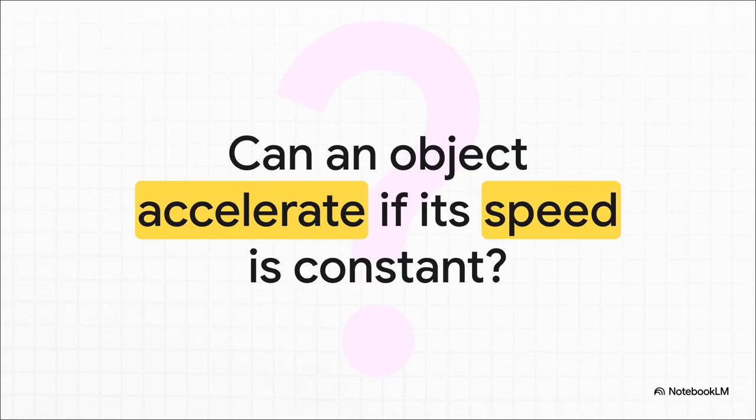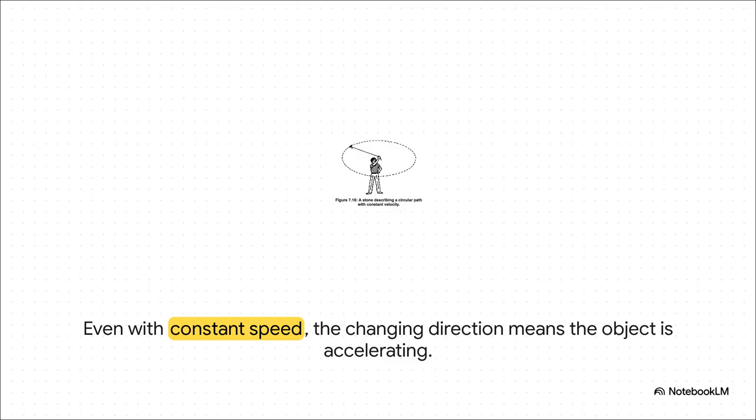But wait a minute, this leads us to a really tricky question. We said acceleration is a change in velocity, and we said velocity is speed and direction. So is it possible to be accelerating if your speedometer isn't changing at all? Believe it or not, the answer is a huge, definite yes. And the simple image of a stone being whirled around on a string holds the key to understanding how.